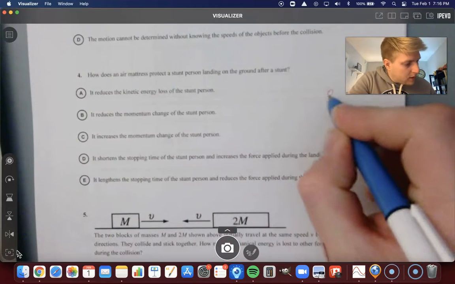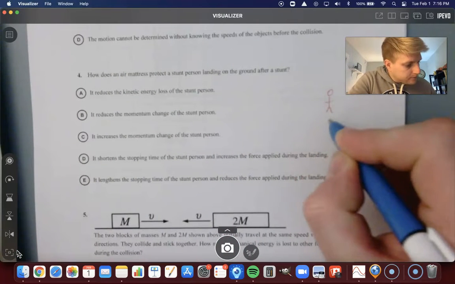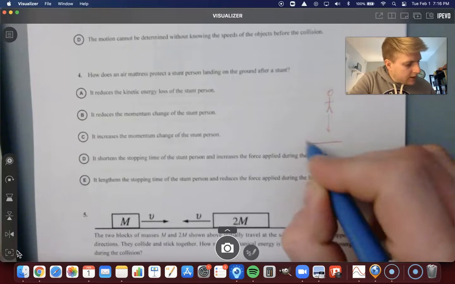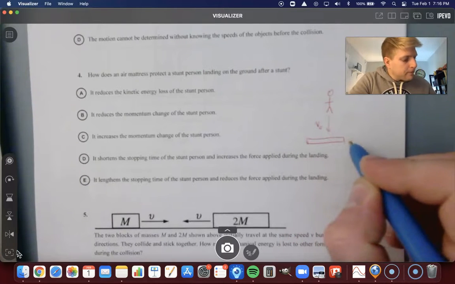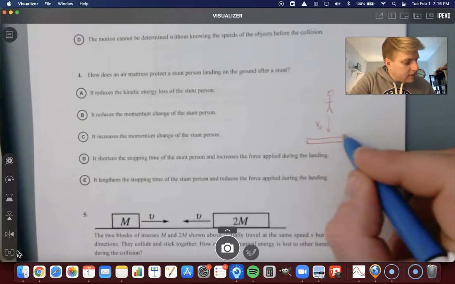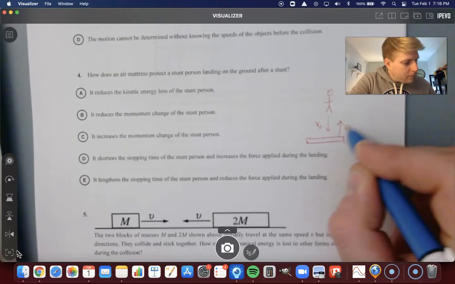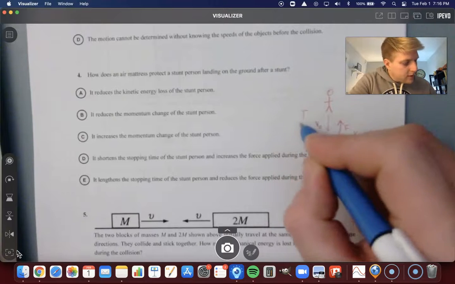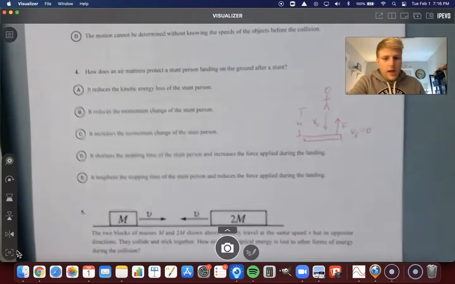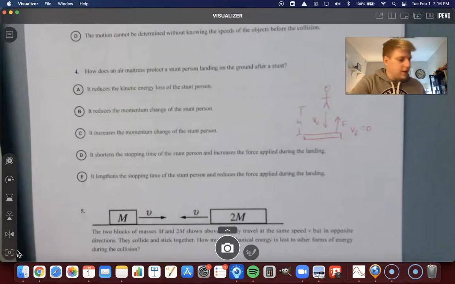So I'm going to draw them falling. They're going to fall and hit an air mattress. They're going to have some initial velocity as they're falling, and then this mat is going to apply a force up on them so that their final velocity is going to be 0. Now, it sounds like we kind of don't have any choice. They're being dropped from a particular height.